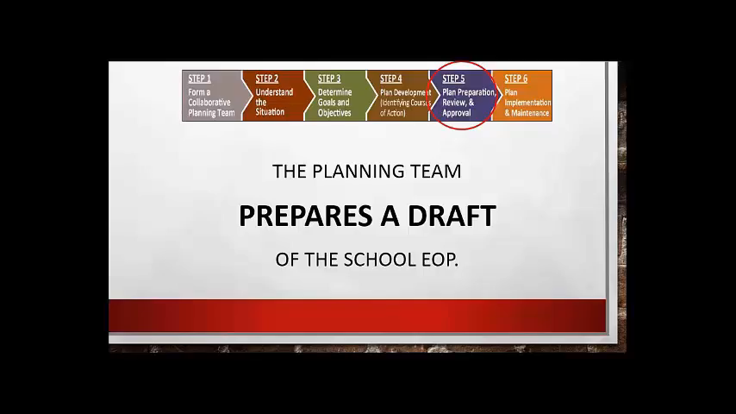All the information that you've gathered and the information that you used to develop goals and objectives and courses of action are now going to have an official spot to be incorporated. So after Step 5, the planning team will have a final draft of their school emergency operations plan.